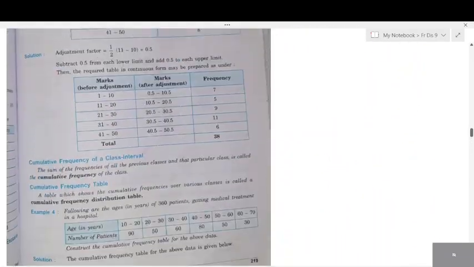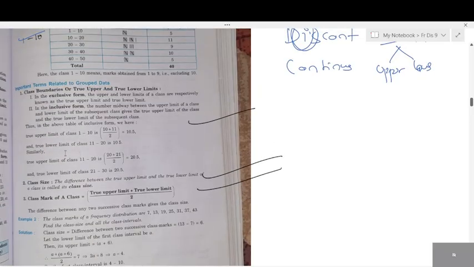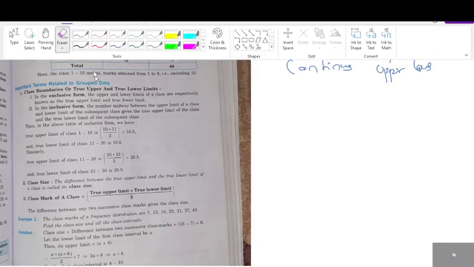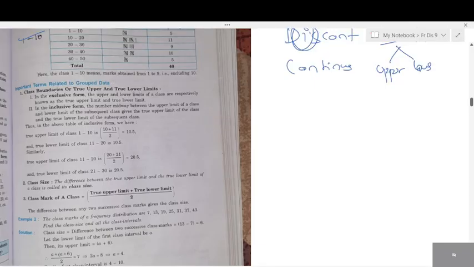Okay. See, this part is missing. I mean, skipped. Which part I didn't explain? This one, right? Class size, class marks. These two formulas you have to use for the next question. Okay. Before solving the next question, students. True class. What is given here? True upper limit and true lower limit.